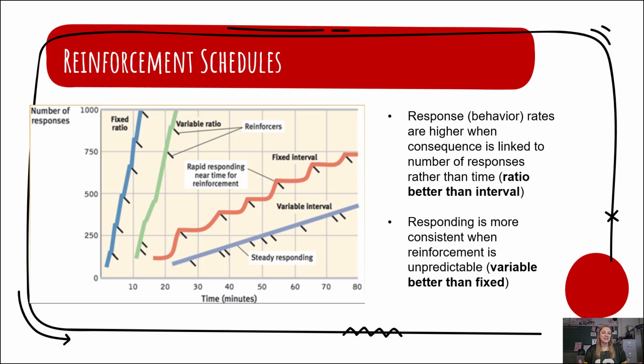So the best type of reinforcement that you can do, the longest lasting and the least resistant to extinction, would be variable ratio. Because with variable ratio, the person is never going to know which behavior is going to give them that consequence. So they have to continuously do that behavior until they can get the consequence. This is why slot machines are so addictive, because the person has to continuously push the button until they win.